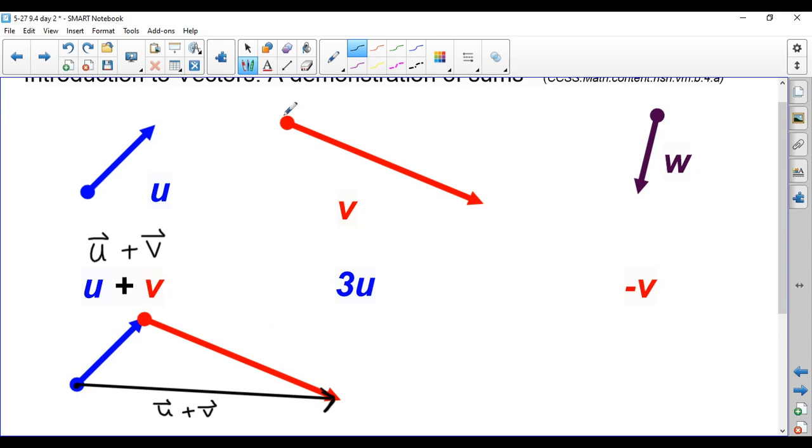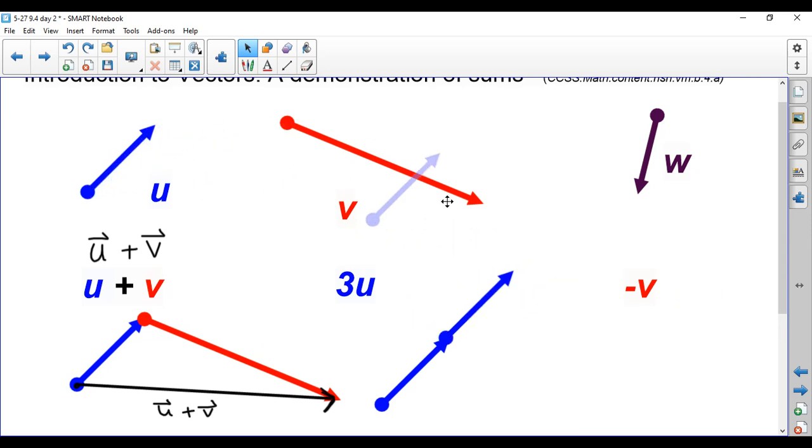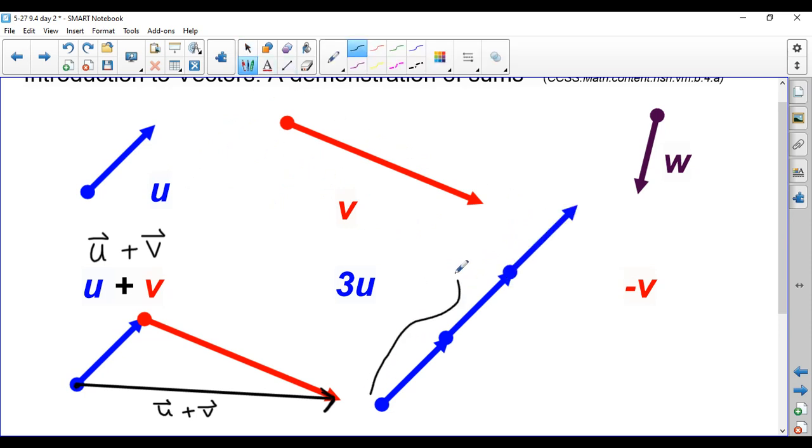I can add two vectors, u plus v. I can also multiply in this way, and when we say multiply, this is called a scalar multiple, a number times a vector. I'm going to make 3 times vector u, which means I'm going to take vector u and add it head to tail 3 times. This final vector is my product, 3 times the vector u.